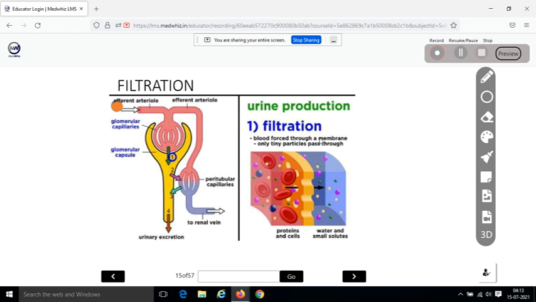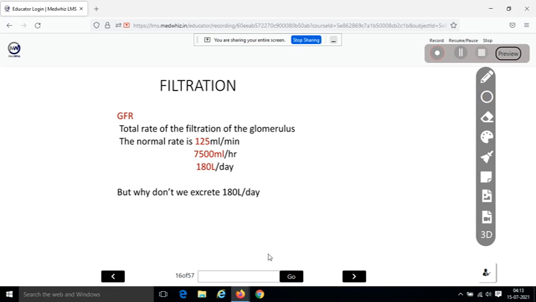Blood is forced through a membrane, and only tiny particles pass through. It is like a sieve, holding back protein and cells. Here you can make out how filtration occurs. Now, the normal rate of filtration of the glomerulus is 125 ml per minute, which is about 7,500 ml per hour, and comes to around 180 liters per day. Do we excrete 180 liters? No. Why? What is the reason?